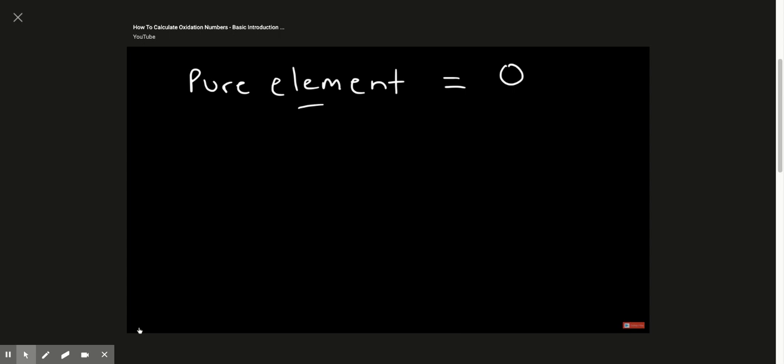Whenever you have fluorine inside a compound, when it's not a pure element, fluorine is always going to have a -1 oxidation state. Fluorine is the most electronegative element.